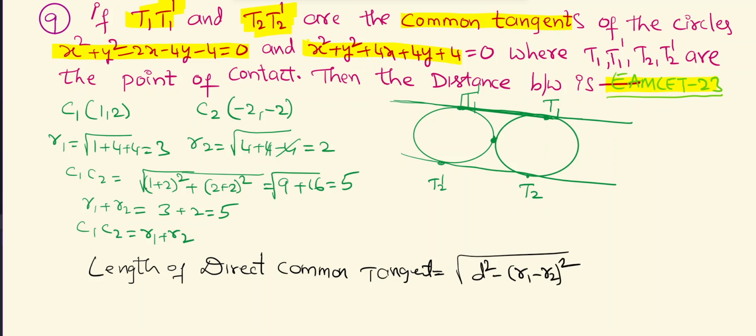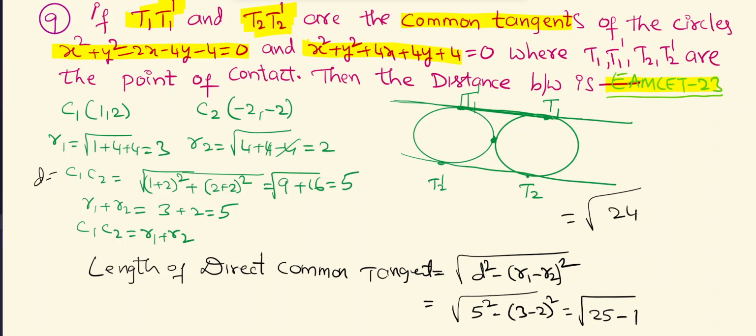Here d is the distance between the centers, that is 5. So under root of 5 square minus (r1 is 3, r2 is 2, 3 minus 2) whole square. This is 25 minus 1, that is equal to root 24. Root 24 is 6 into 4, that is equal to 2 root 6. This is the distance between the two points T1 and T1 dash.